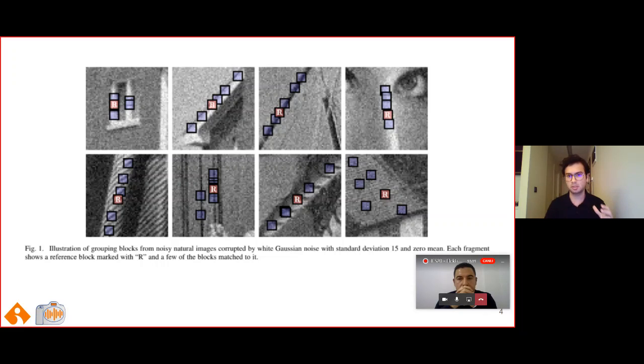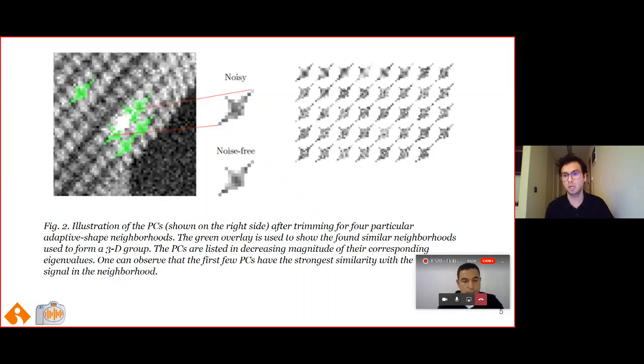Actually, I'm not going to go deep into the theory of these benchmark articles, but I want to emphasize some critical points about the methods. BM3D is using image patches and collaborative filtering, and they can even change the shape of the patches by applying PCA. They are extracting the principal components of the patches, and they can also apply this BM3D method on colored images.